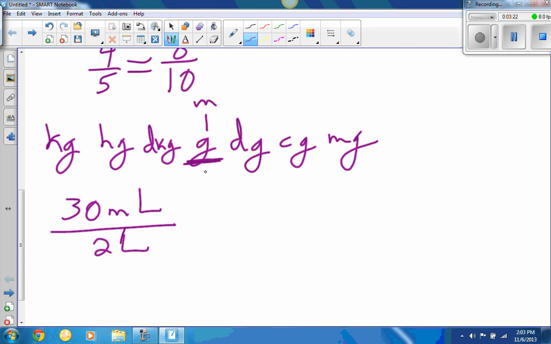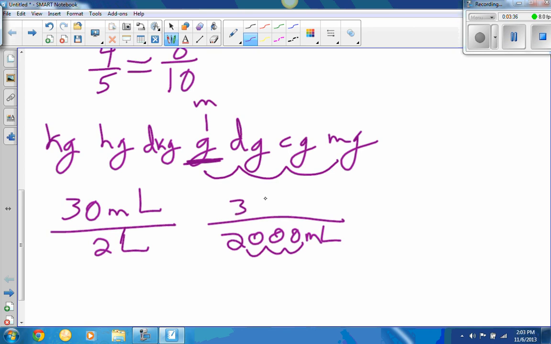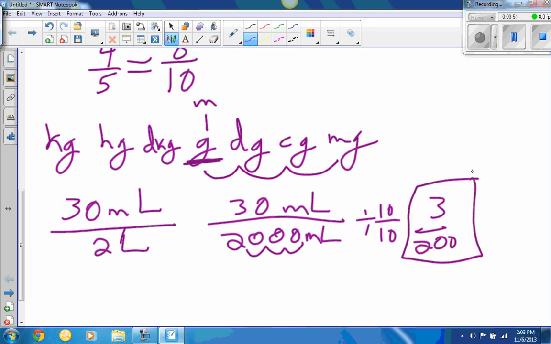So liters are here in the middle. If I want to go over to milliliter, I go 1, 2, 3 spots, which means I take that 2 and I move my decimal 1, 2, 3 spots. So it would be 2,000 milliliters. And this one would be 30 milliliters. So if I reduce them both by 10, I would have 3 over 200, and that's as low as I can reduce it. That would be the ratio reduced.